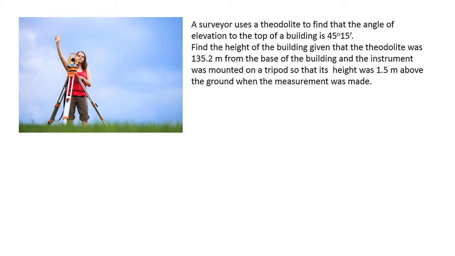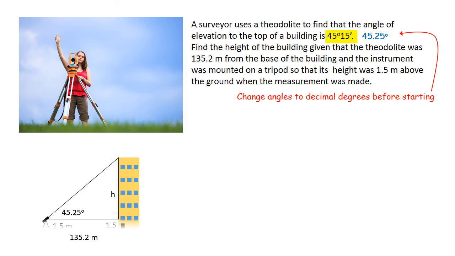One of the first things that you need to notice in this question is that the angle was given in degrees and minutes. Degrees and minutes can be tricky to work with in a question, and it's often a good policy to change it into decimal degrees before you start the question. This one, if you've got a little converter on your calculator, you can change them and it'll change to be 45.25 degrees. Decimal degrees will add and subtract much better than degrees and minutes, and so they're much easier to use. If we draw a diagram for this question, it'll look something like this.